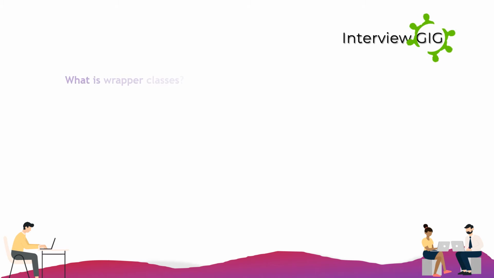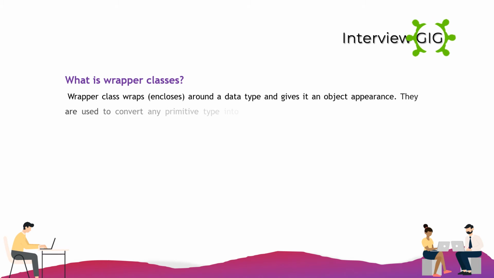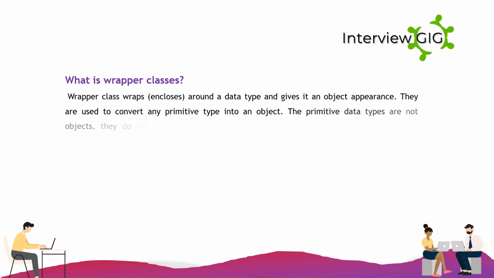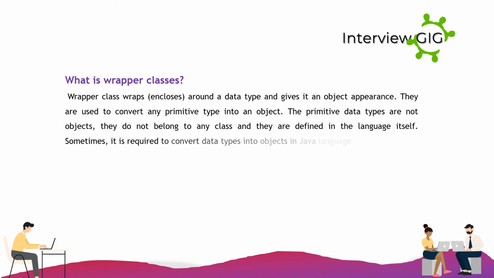What are wrapper classes? A wrapper class wraps, encloses, around a data type and gives it an object appearance. They are used to convert any primitive type into an object. The primitive data types are not objects, they do not belong to any class, and they are defined in the language itself. Sometimes, it is required to convert data types into objects in Java.